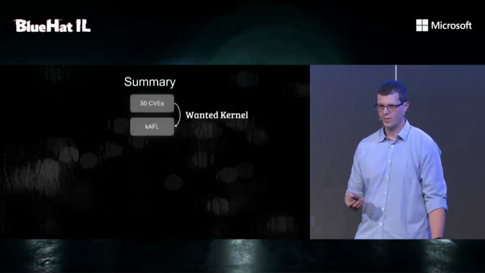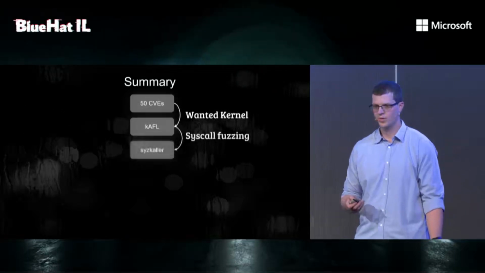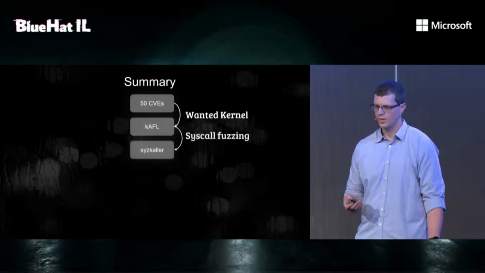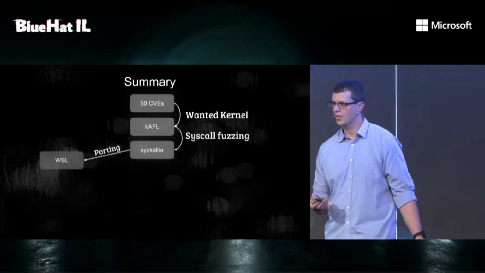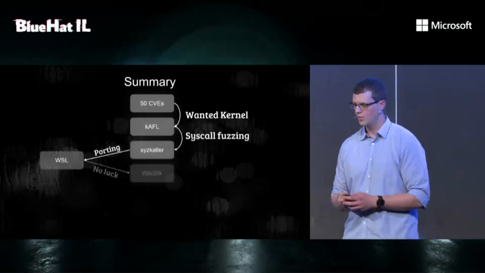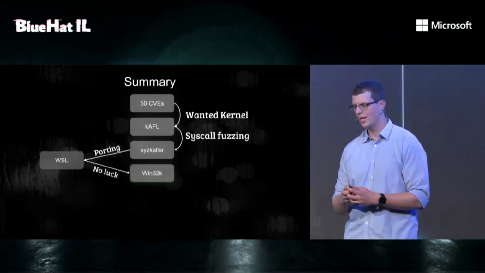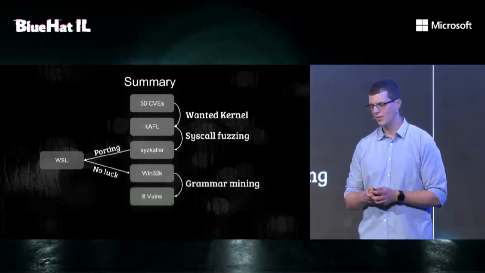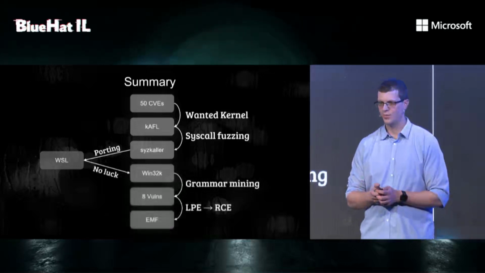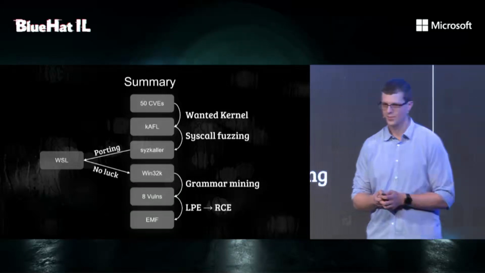But that's future work. So in summary, we started from our user space vulnerabilities, but we wanted kernel. We looked at KFL, but it wasn't good enough for us, so we moved to syscall fuzzing, and we found syzkaller. We decided to port to WSL first because it seemed like a good first step. We didn't have luck, so we moved to Win32k, and we found 8 vulnerabilities, and we managed to make some of them RCEs.